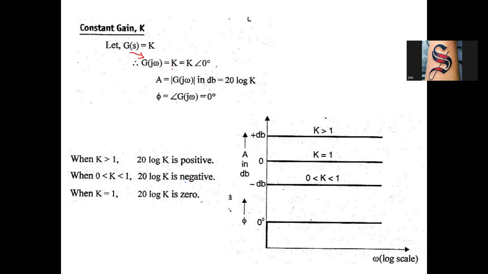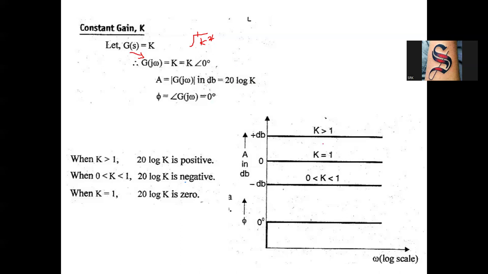So what is the magnitude of this K? Square root of K square. So the square and root get cancelled, and we get K only. And what is the phase angle for real terms? Always 0 degrees. So that is K at an angle of 0 degrees. If I take the magnitude in terms of logarithms, what can you write? 20 log of K, right? And what is the phase angle for these real terms? Always 0 degrees.